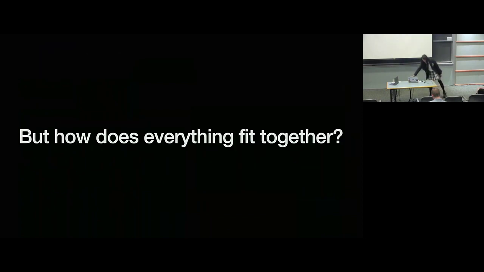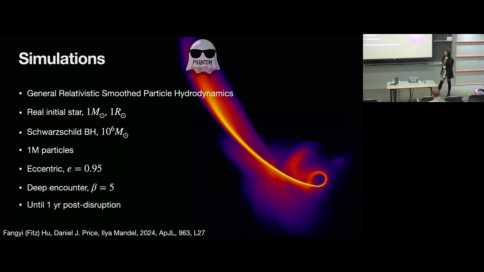But I've got a question: how do so many things fit together? We have so many simulations, but they are just on different separate parts of the TDEs, and how do those fit together? So we chose to run a large simulation of a full TDE. For that, we start with an initial star and run all through the TDE process until 1 year post-disruption.